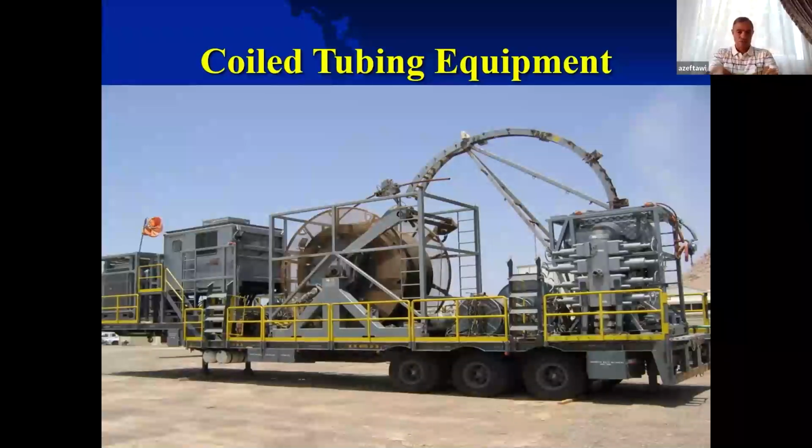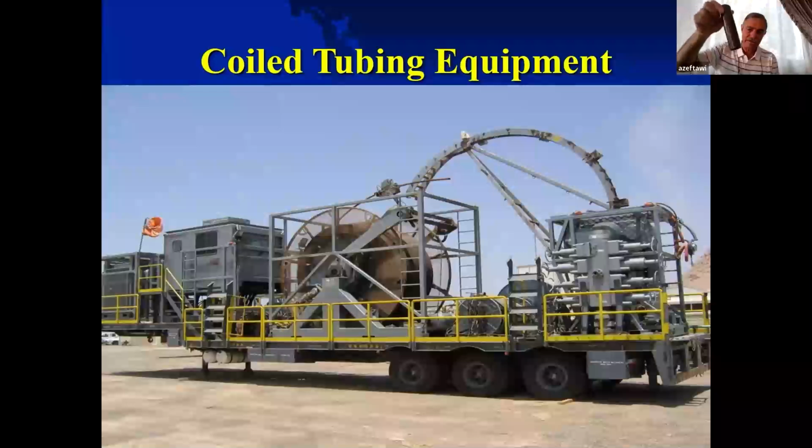What's coiled tubing? Coiled tubing is an intervention technique to run jointed pipe in a live well. This is what coiled tubing is. And this is the coiled tubing. This is the pipe, which, as you see, is spooled on a drum. This is how the pipe looks like, but it is spooled on a drum. It's a continuous pipe.